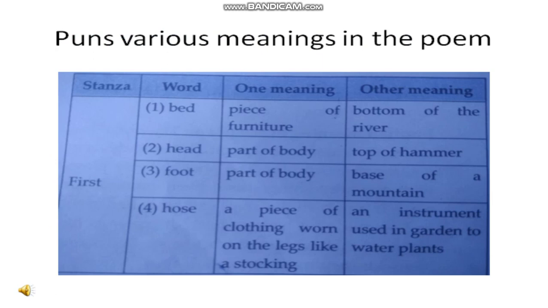And the fourth is hose: a piece of clothing worn on the legs like a stocking or socks, and the second meaning of hose is an instrument used in a garden to water the plants. So these are the puns used in the first stanza.